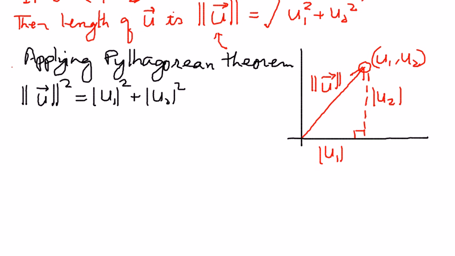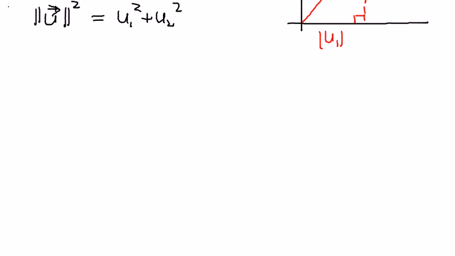So we can also write this as the length of vector u raised to the power of 2 is equal to u1 squared plus u2 squared. And that is how we can use the Pythagorean theorem to find the length of a vector. Okay. Then let us also define the length of the vector in Rn spaces.